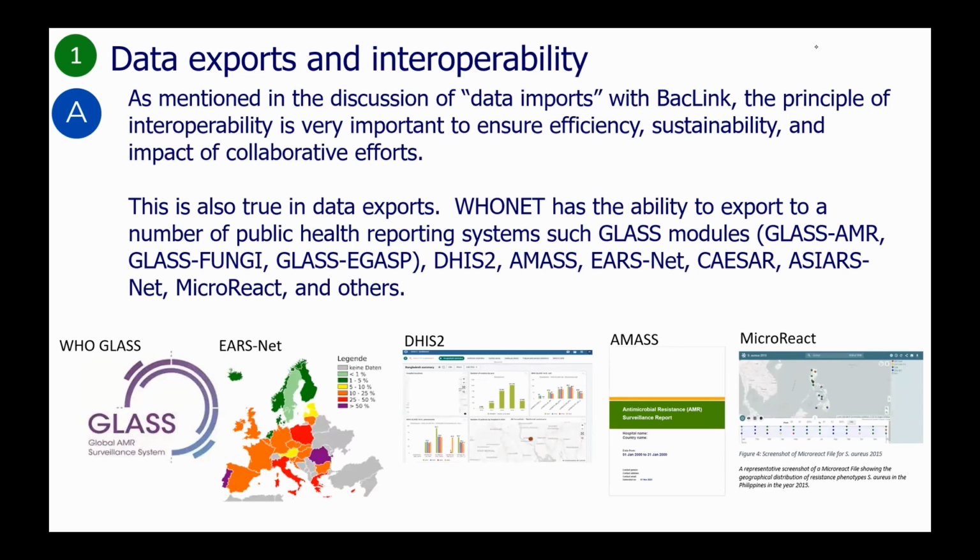As mentioned in the discussion of data imports with BacLink, the principle of interoperability is very important to ensure efficiency, sustainability, and impact of collaborative efforts. This also is true in data exports. WHONET has the ability to export to a number of public health reporting systems, such as GLASS modules, including GLASS AMR, GLASS Fungi, GLASS eGASP, DHIS2, AMAS, EARS-Net, CSER, OSIARSnet, MicroReact, and others.